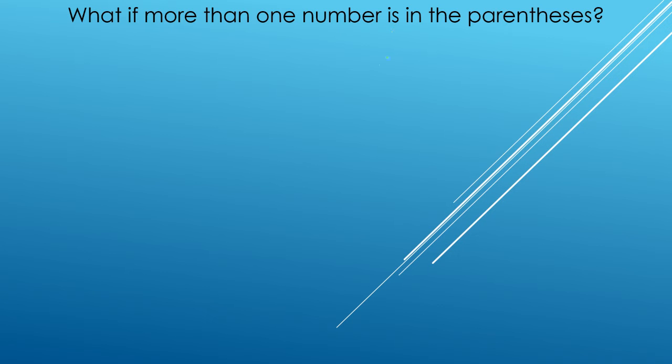What if more than one number is in the parentheses? Okay, so here we have three terms. 4, x to the fifth, y to the third. Those are our three terms, and they're all being raised to the second power on the outside. What we do is everything inside the parentheses should be raised to that second power.